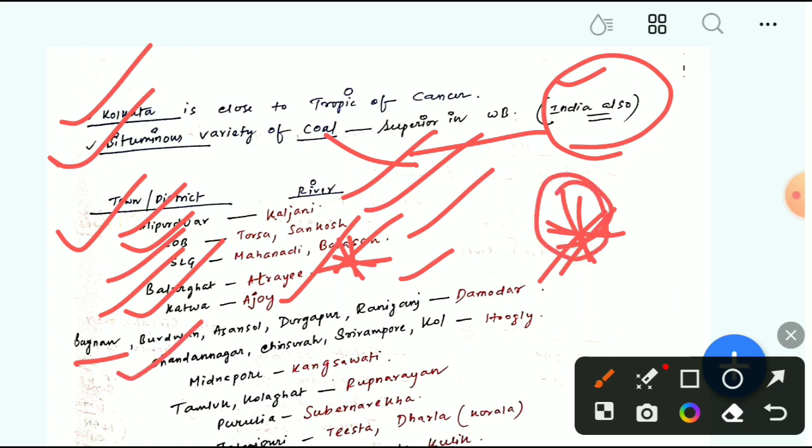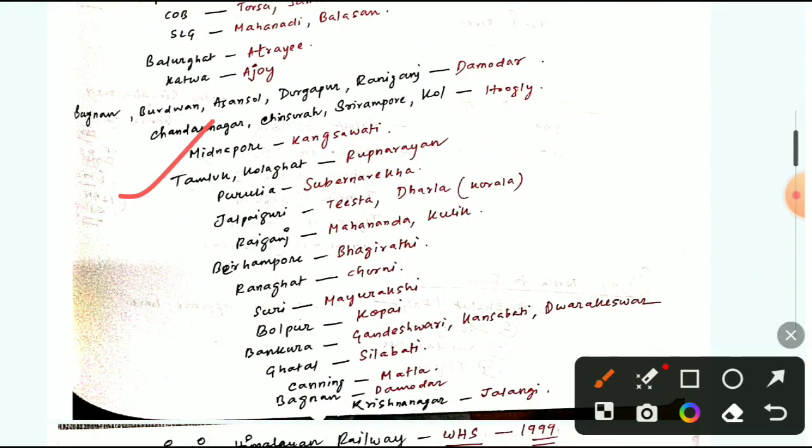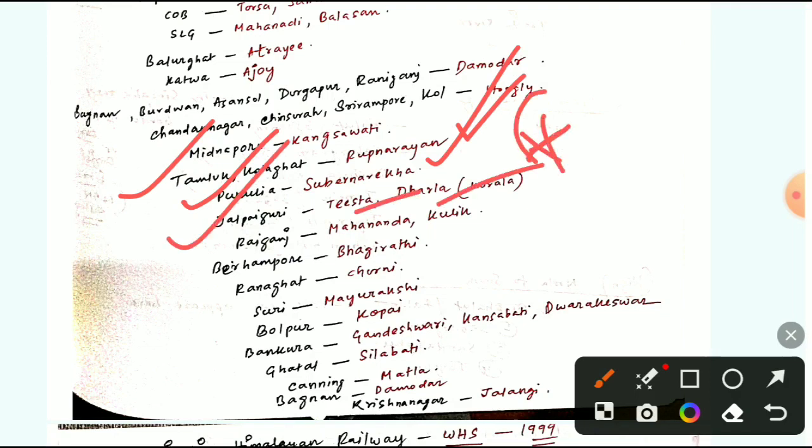Next is Chandannagar, Chinsurah, Serampore, and Kolkata. Hooghly River is the bank. Next is Medinipur. In Medinipur, Kangsabati River flows. Next is Tamluk or Kolaghat. It is the Rupnarayan. So Tamluk and Kolaghat is Rupnarayan. Purulia, it is Subarnarekha. Jalpaiguri, Teesta and Dharla. This is also important. Dharla is also called Korola Nadi.